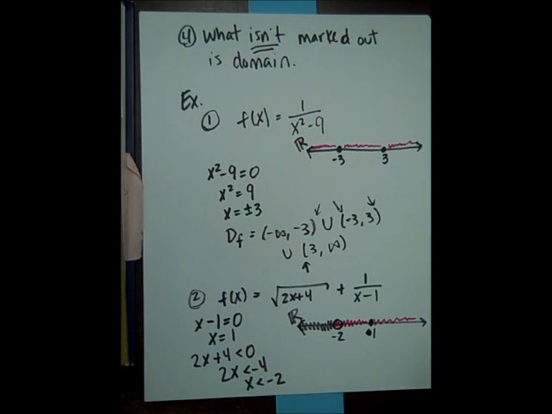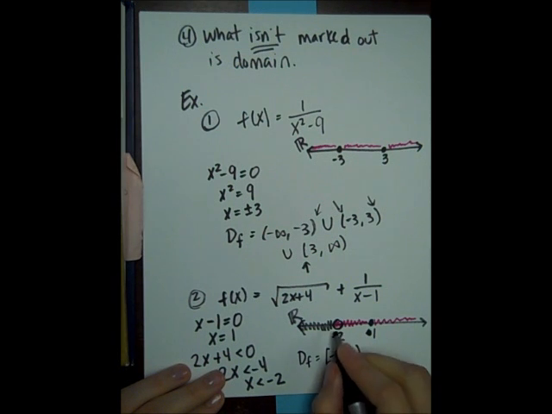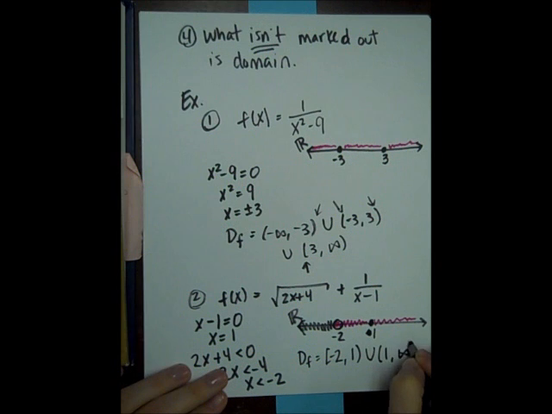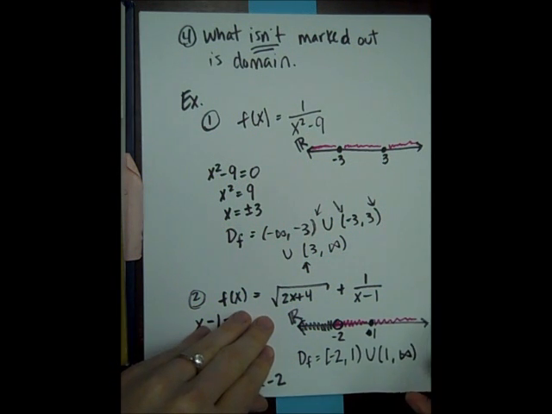So that's my domain. So my domain is going to be negative 2 up to 1, not including 1, but I did include negative 2 because I didn't mark it out. It's purple up here. Together with 1 to infinity. Let's try one more example.